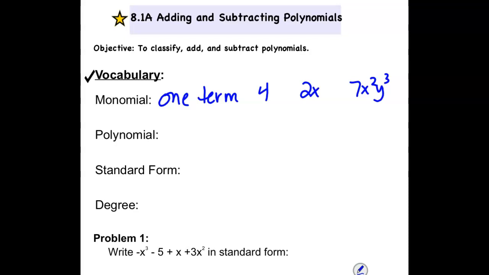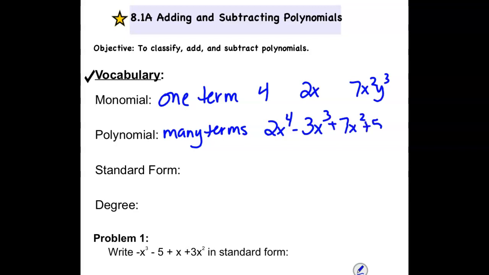Polynomial means many terms. Okay? So a polynomial might look like 2x to the fourth minus 3x cubed plus 7x squared plus 5x minus 1. All right? That's just a really big polynomial. Each of the pieces in there are called terms of it. So wherever you see a plus or minus sign, it is separating terms. So this is a polynomial that has 5 terms.